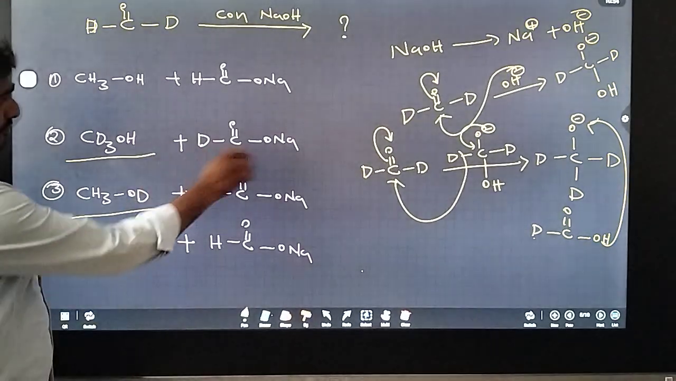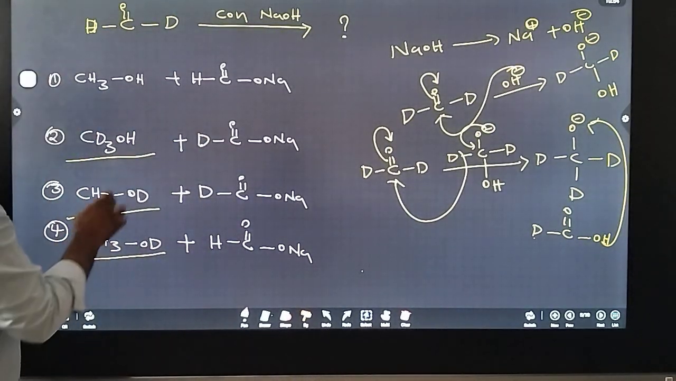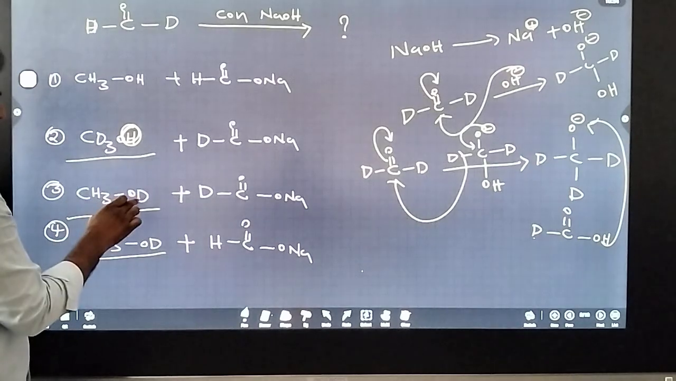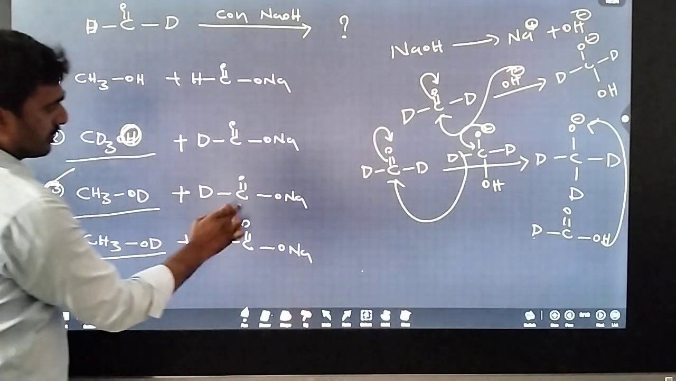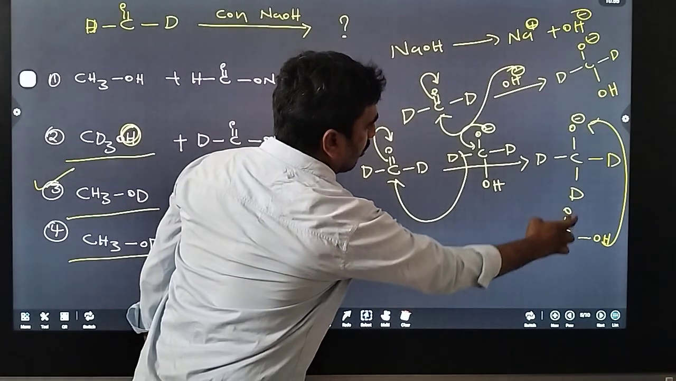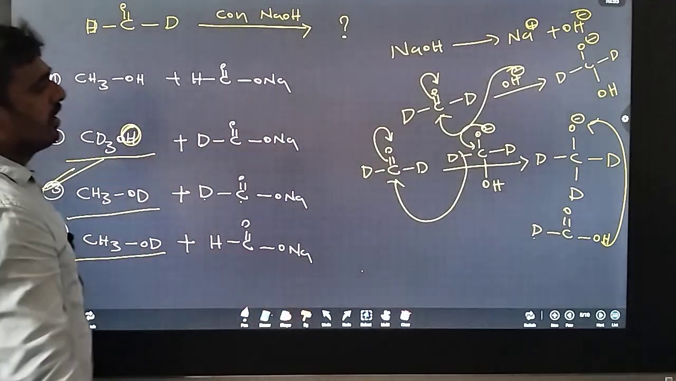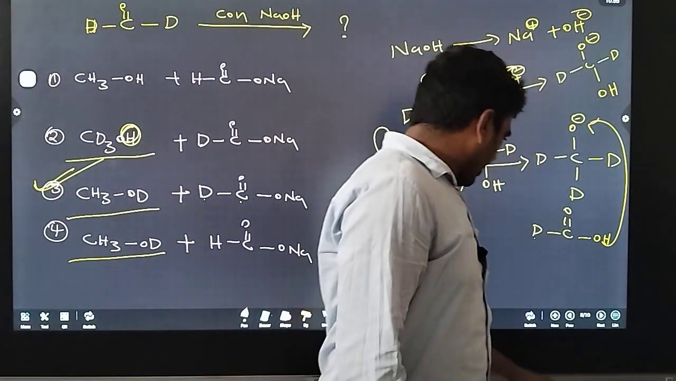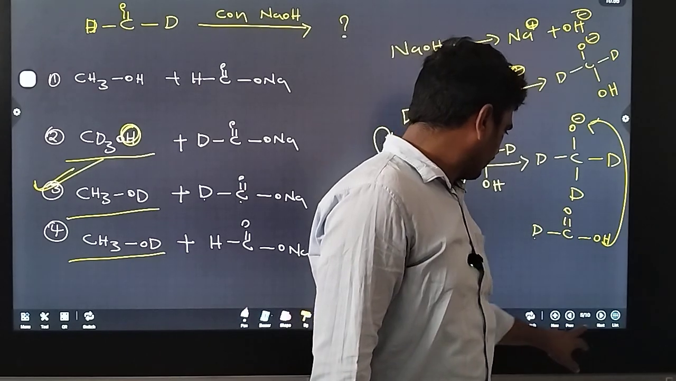So we get, here H is there, here D is there. This is the correct answer. So D connected to C double bond O. Okay, this is the correct option. So I can take one more example.